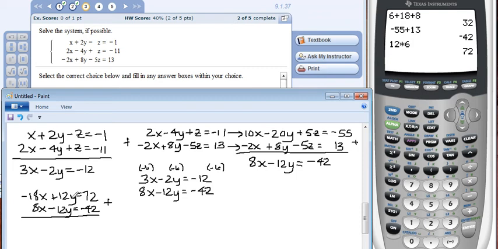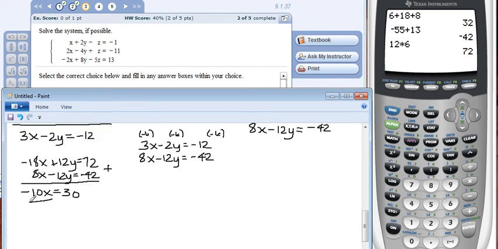Okay, now I'm going to add. Now, if I add these, my y terms are going to drop. So here I have a negative 10x, nothing here, is equal to 72 minus 42, which gives me a positive 30. Divide through by negative 10. X is equal to negative 3. There's one answer. It was a long haul just to get that one piece.